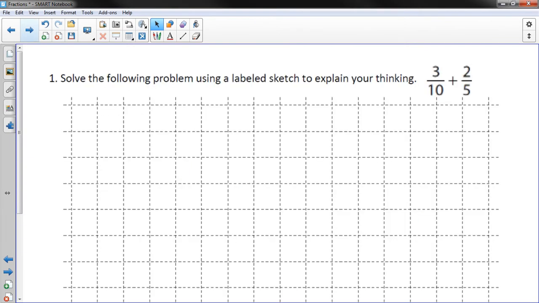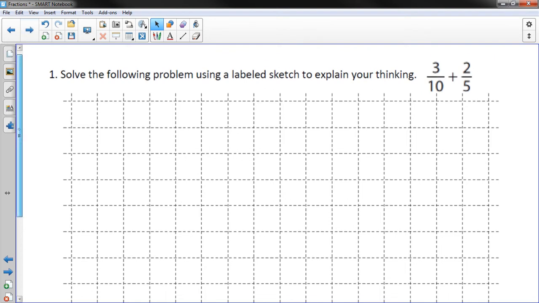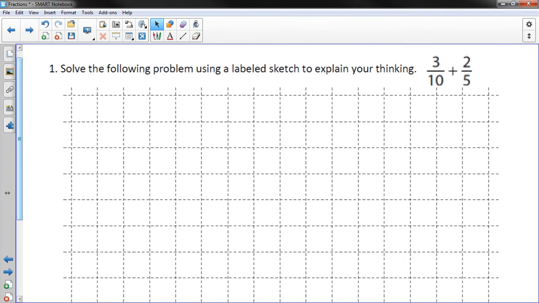So number one, solve the following problem using a labeled sketch to explain your thinking. 3/10 plus 2/5. Alright, well, I'm looking at those denominators. They are definitely not the same. I have a 10 and I have a 5.